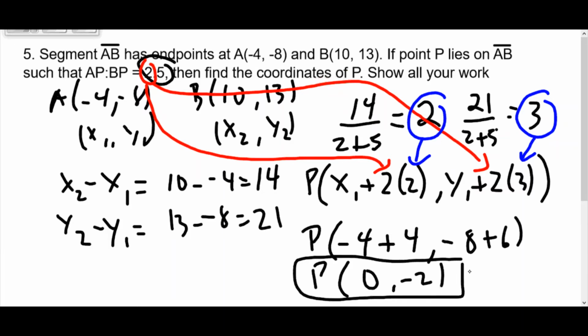Again, we want to figure out the changes in x and y separately. We divide those changes by the sum of the numbers in our ratio, and that tells us how much each of those pieces is, multiplying by that first number 2, because we're going from A to P, then P to B, in that order, so 2 to 5. Our next question is going to be question number 6.